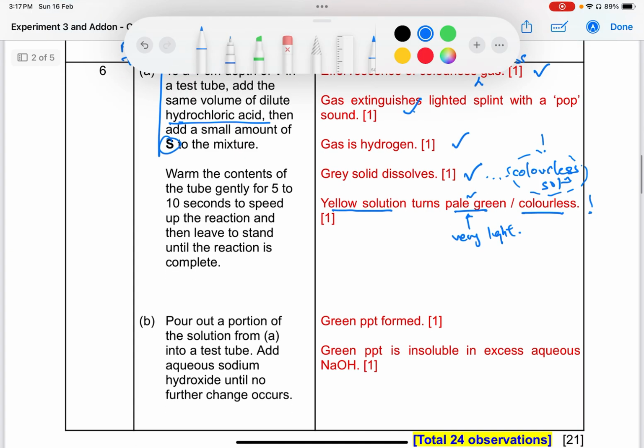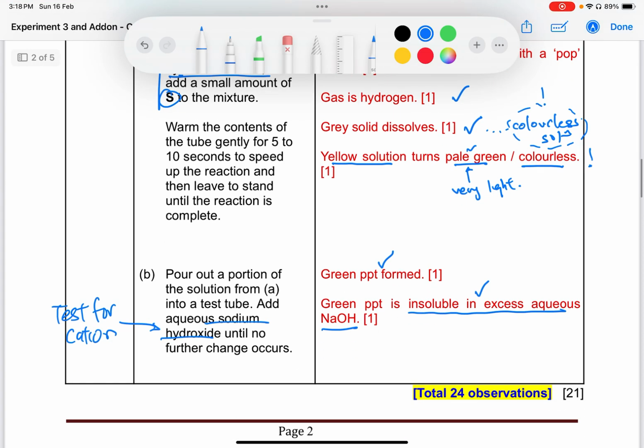The last one here, for N equals sodium hydroxide, you know that this is the test for cation. So all you need to do is just do the experiment and then take a look at the results. You realize that you got your green precipitate formed, and that's insoluble in excess sodium hydroxide. Okay, so in total there are 24 observations. You just need to write 21 and get all 21 marks. Okay, you're going to write down your corrections for these.